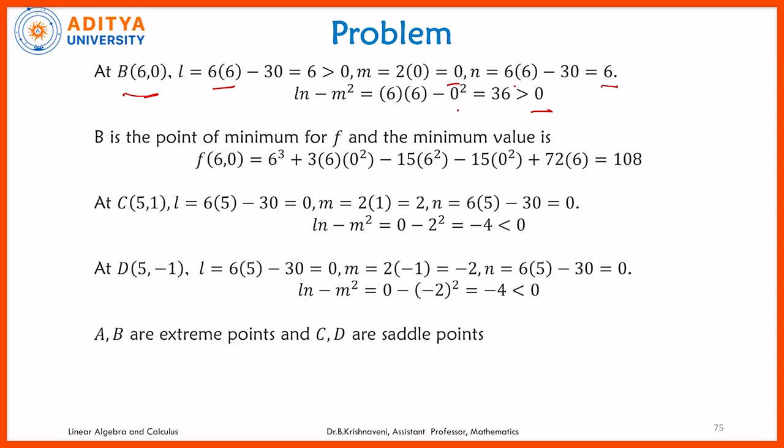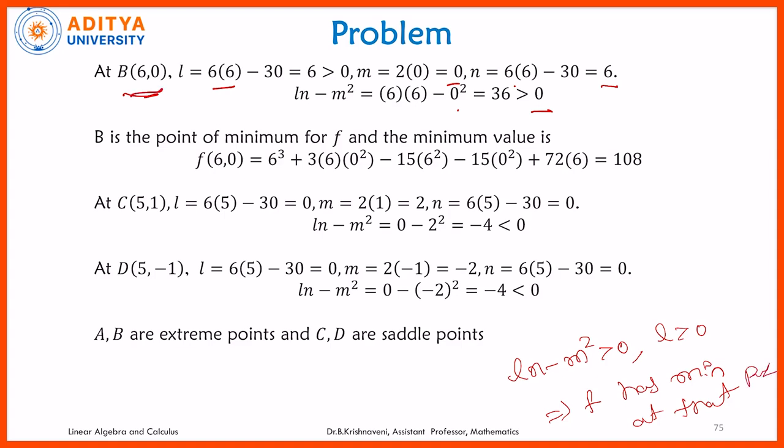Now what is the L value here? 6, which is greater than 0. Now what condition are you getting at this point? ln minus m square greater than 0 and L greater than 0, which means f has a minimum at that point. So what point here is it? (6, 0). Therefore B is the point for which f has a minimum, and the minimum value is given by f of (6, 0). Now substitute x is 6 and y is 0 in the given function. Then we get the answer 108, which gives the minimum value for the given function.